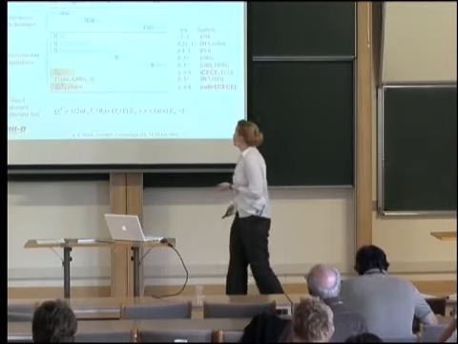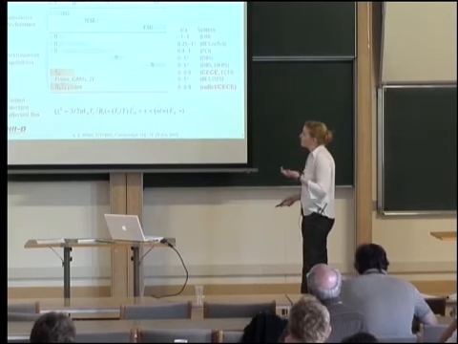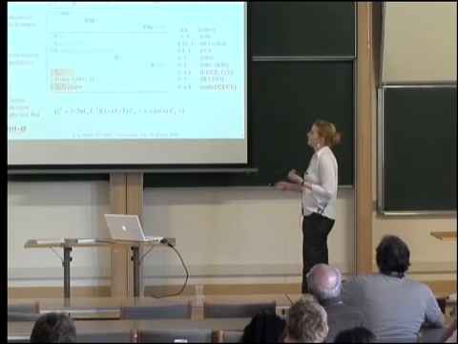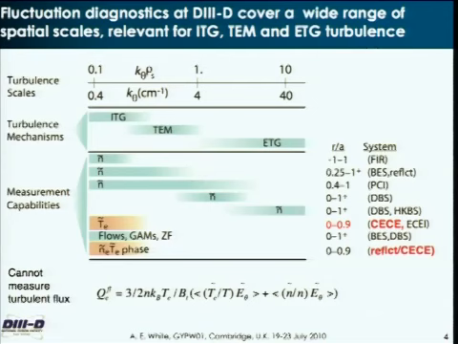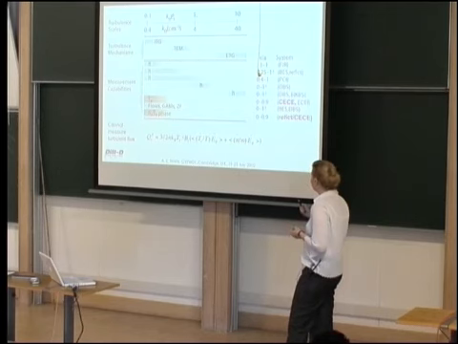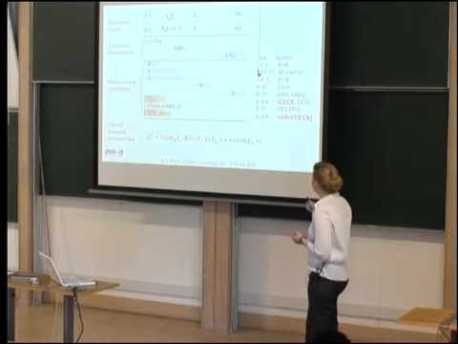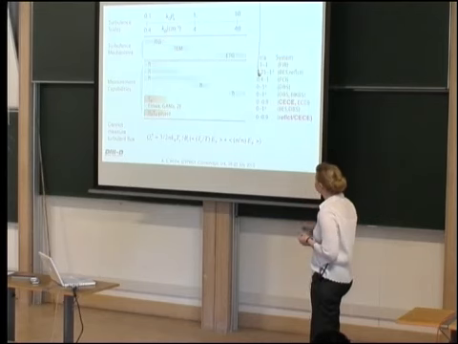So the fluctuation diagnostics at DIII-D, again, cover this wide range of spatial scales in the turbulence, from k_theta rho_s of 0.1 all the way up to 10. Covering regions where we expect turbulence mechanisms associated with ion temperature gradient and trapped electron mode instabilities to be relevant at the long to medium wavelength. And then at the very short wavelength, the very high k scales, you can have the ETG activity, which can be picked up again with some of the diagnostics here.